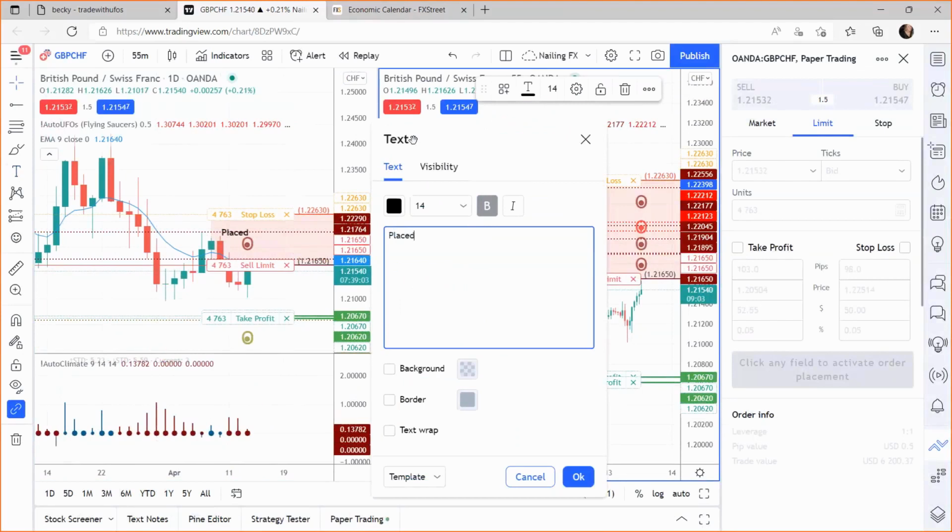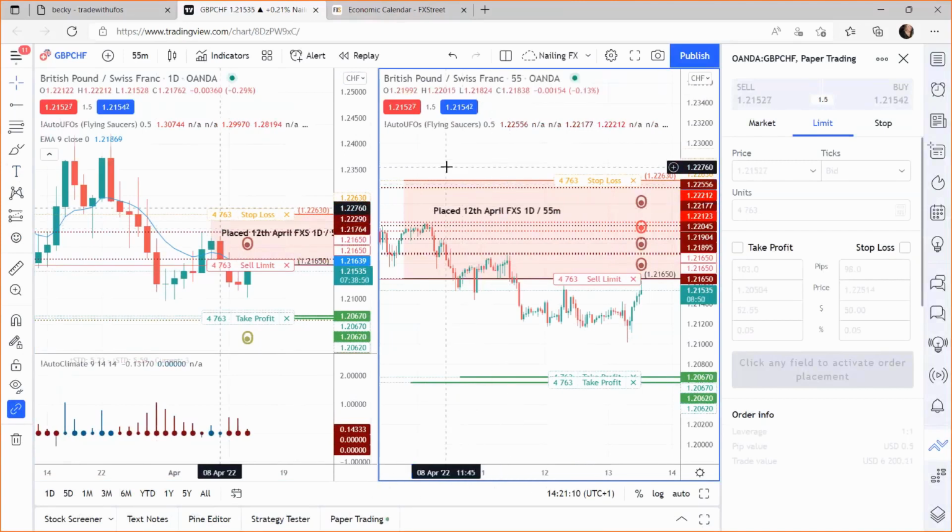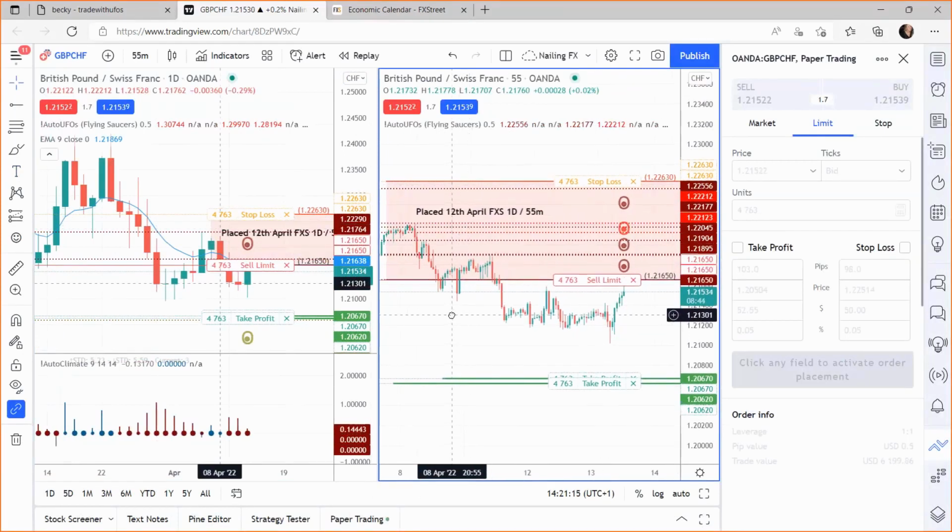Just going to put a little note here. So placed on the 12th of April, extra 1 day and 55 minutes. I do that and I draw it on the chart as well as keep a note for myself, because it's just much easier to see what's going on visually, of course, if we have it all on the chart. Okay, so that is trade number one.